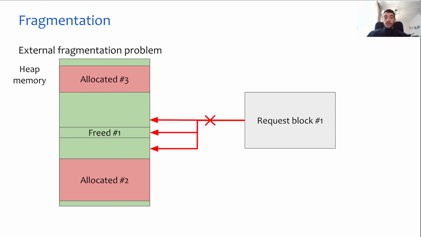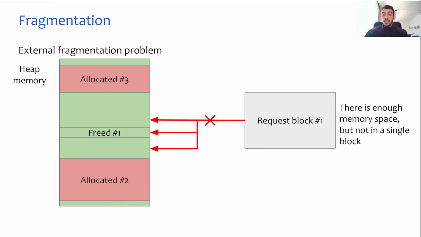The solution to this issue is coalescing, which is a technique for merging adjacent free blocks so that the wasted memory is minimized. Here, for example, without this approach, we see that this requested block cannot be allocated in any of these three different blocks because it doesn't fit. However, if we manage to merge them, then we would have enough space for this requested block to fit in, right?